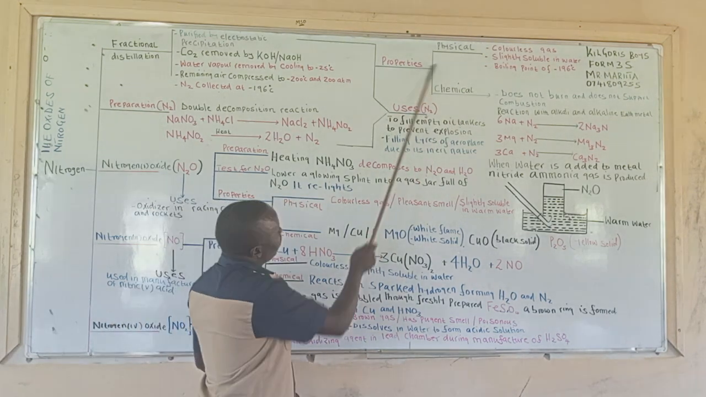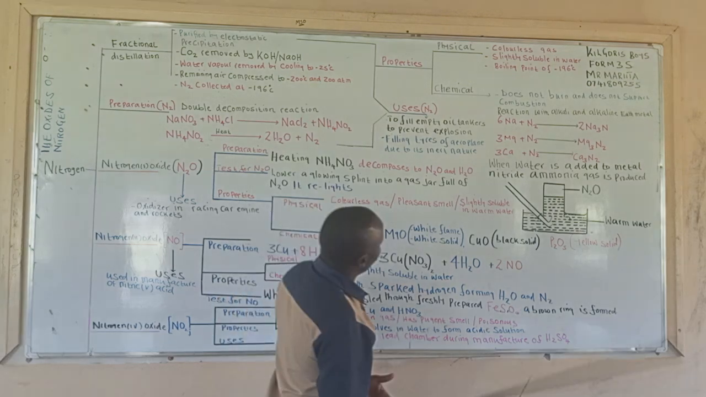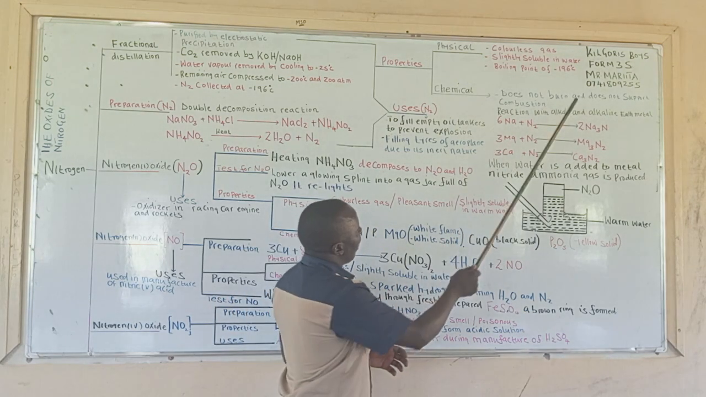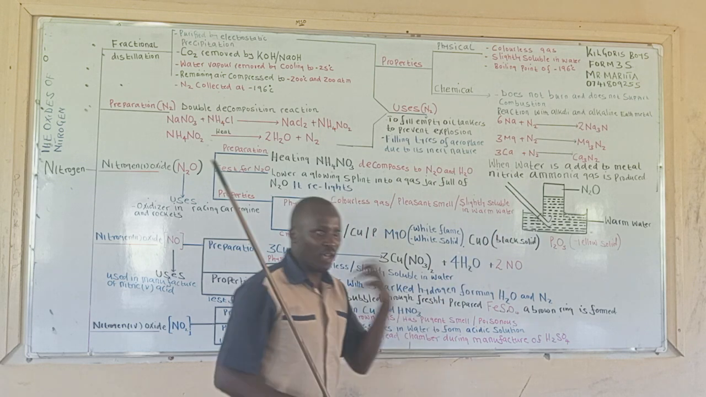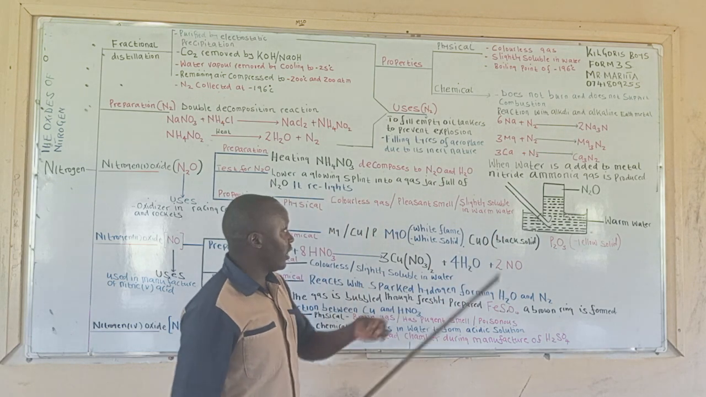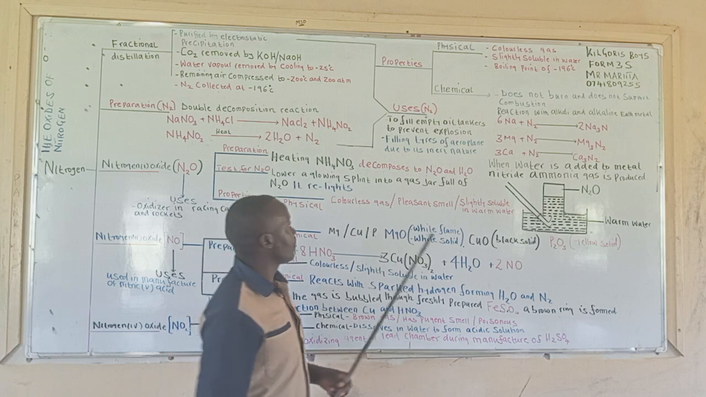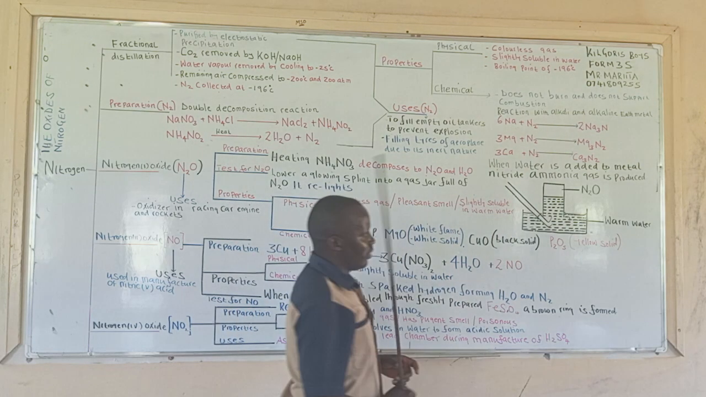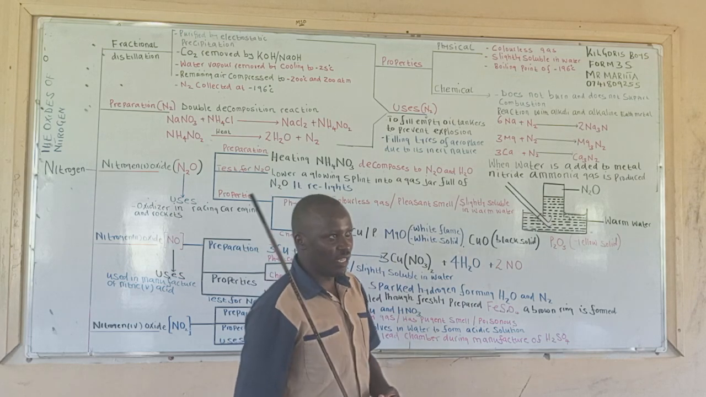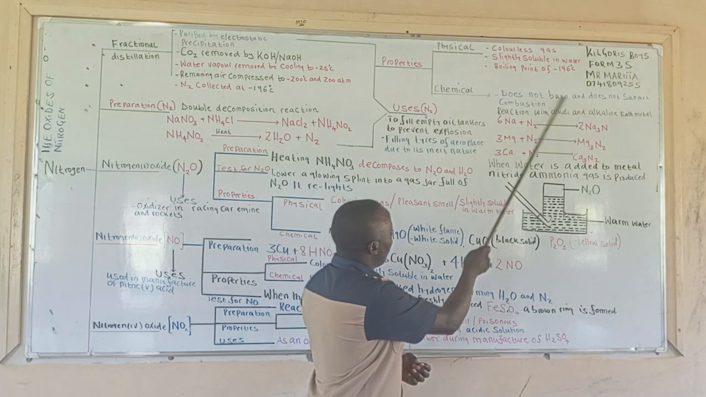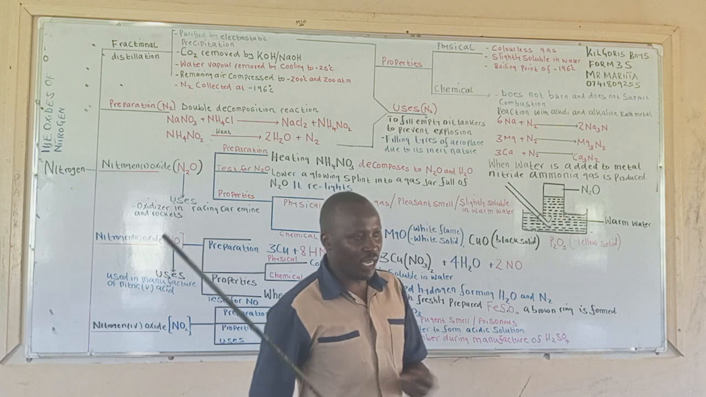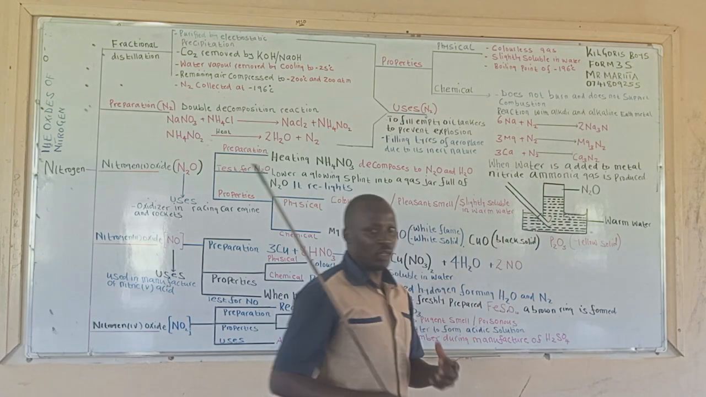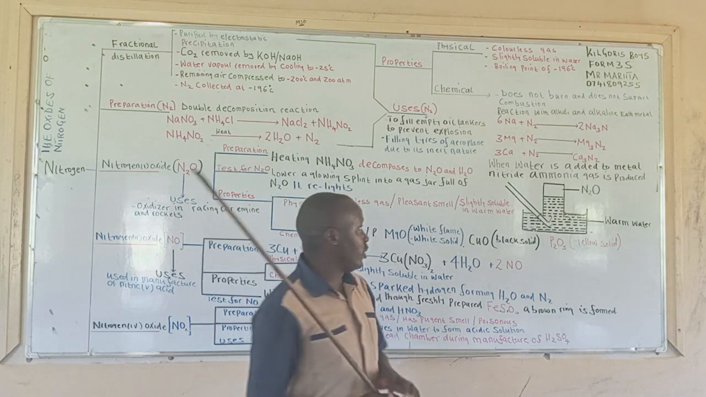Then we have the chemical properties. In the chemical properties, the gas does not burn and does not support combustion. But it can react with alkalis and alkaline earth metals. When we are talking of alkalis, these are the group 1 elements in the periodic table, and the alkaline earth metals are the group 2 elements in the periodic table.